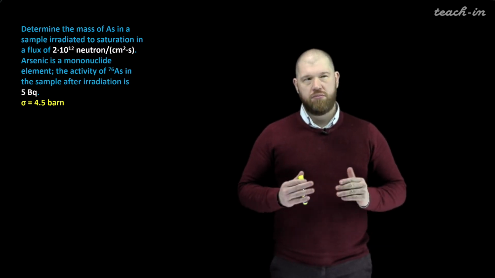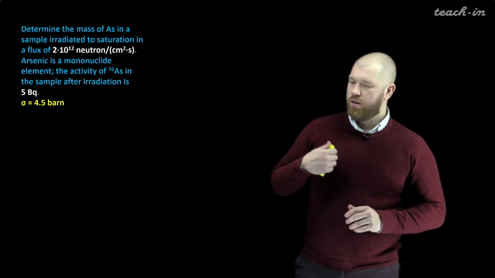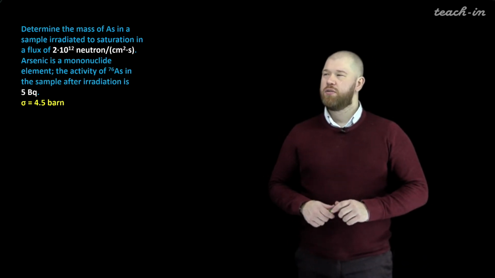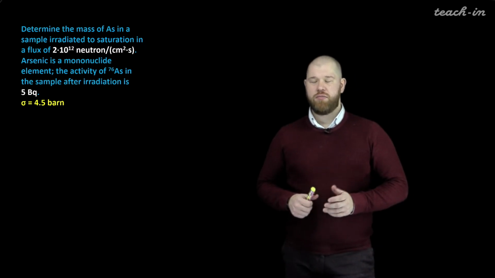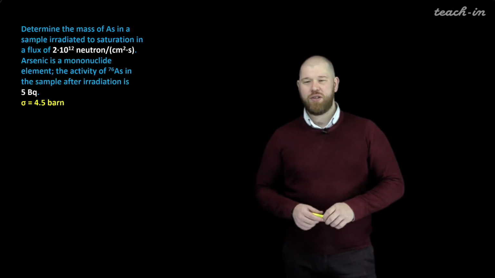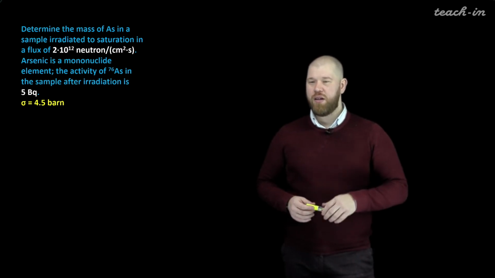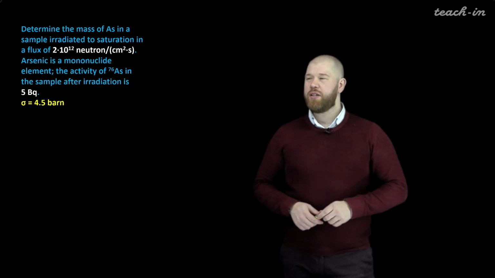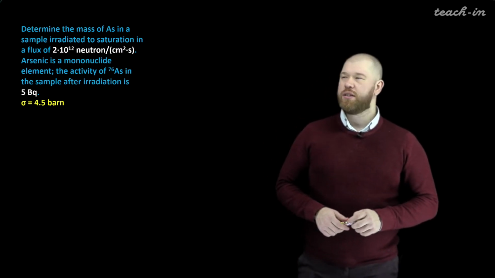The same parameters, or the same dependencies, will also apply for gamma activation analysis. The principle is a bit different: in neutron activation analysis we use neutrons, and in gamma activation we use gamma rays, electromagnetic radiation with very high energy, but all the procedures are more or less the same.